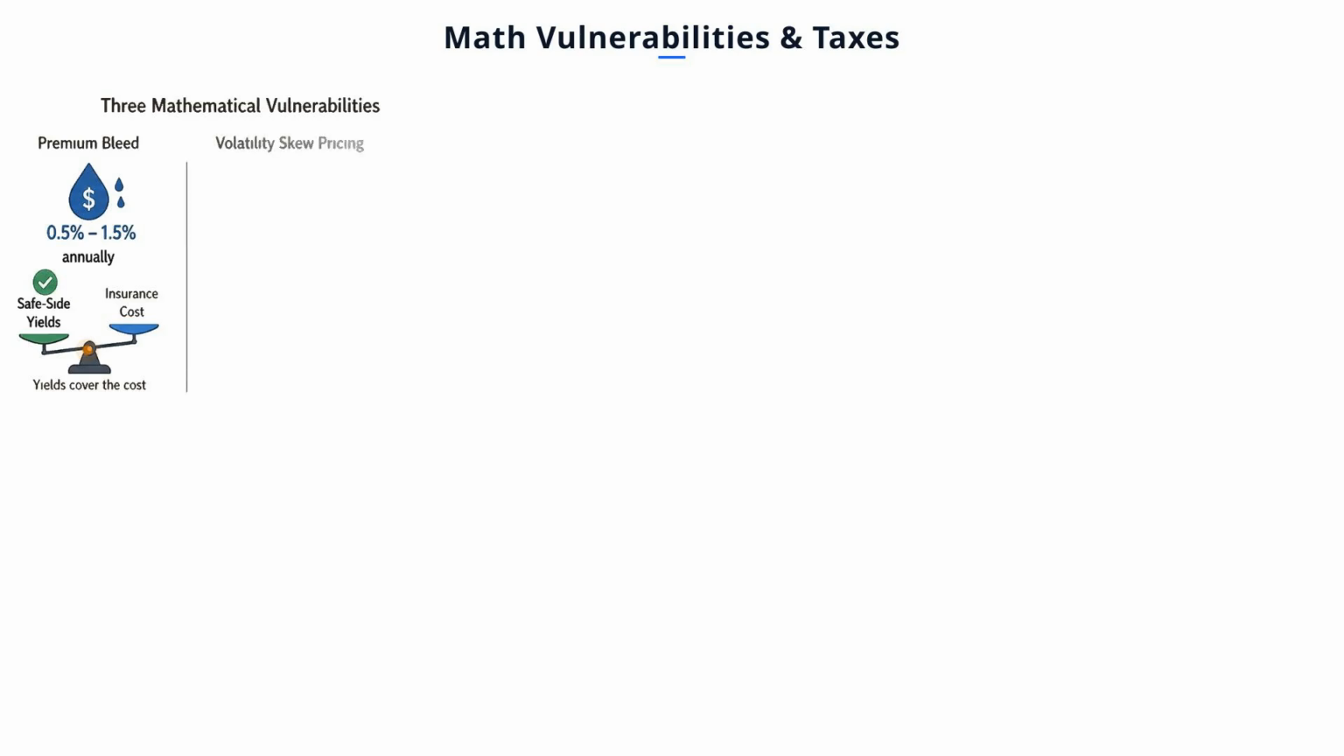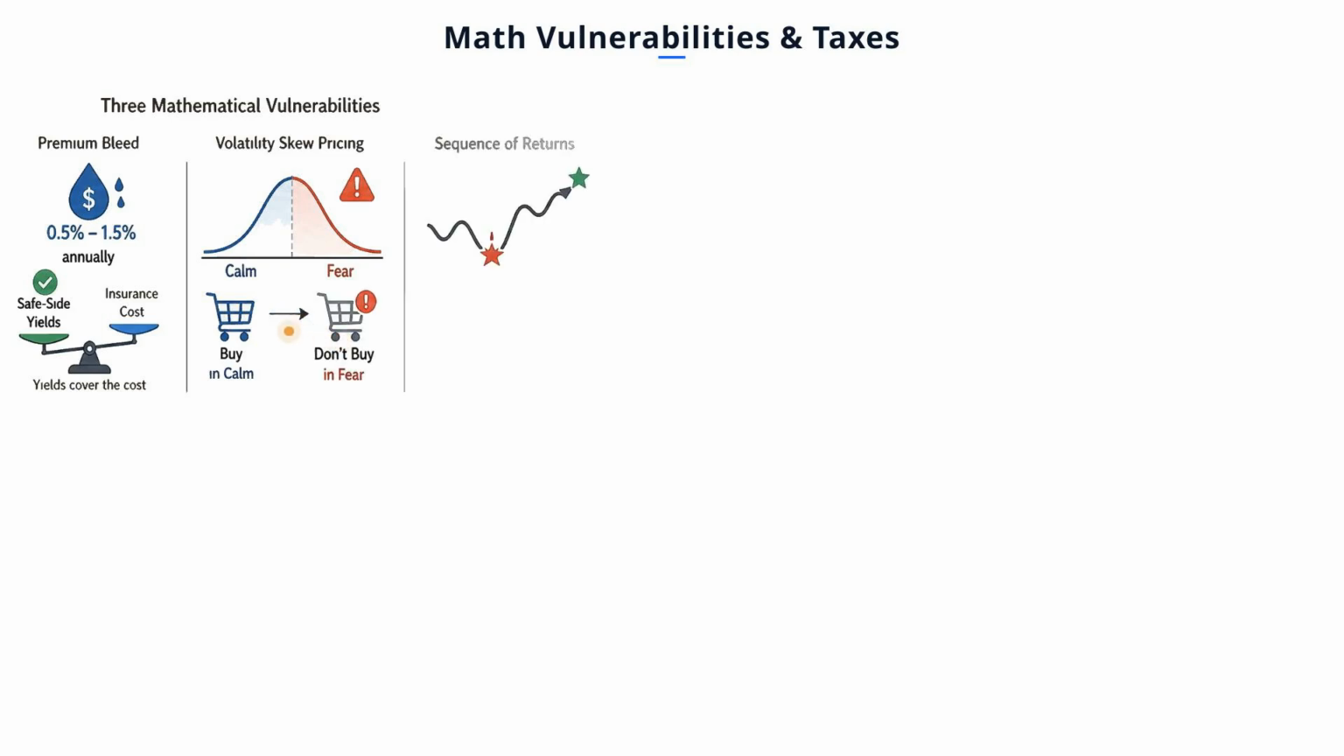Second is volatility skew pricing. Insurance is often most expensive when fear is high. Protection must be bought systematically during calm markets, not reactively during crises. Third is the sequence of returns. The strategy requires a long time horizon to ensure a Black Swan event eventually justifies the accumulated costs.